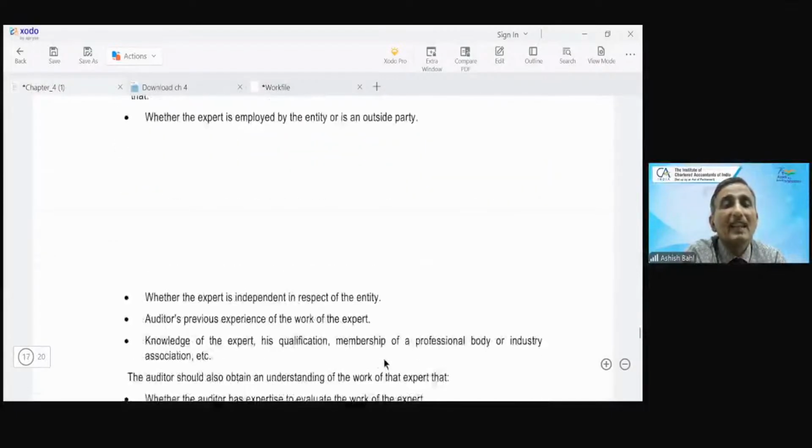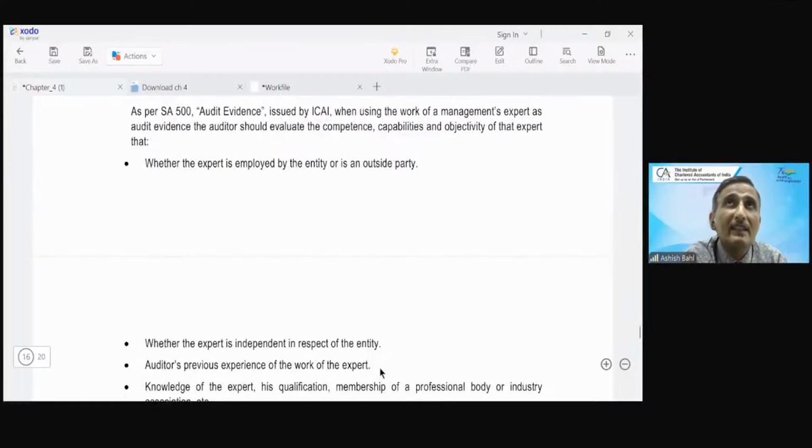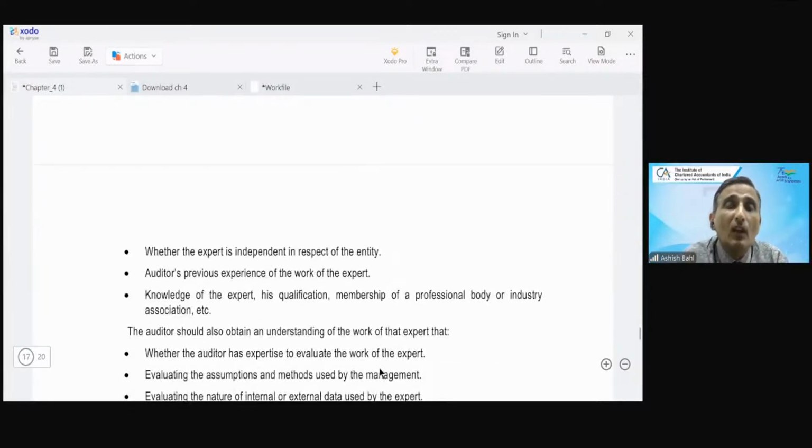So obviously, you would see such consideration whether he is independent, whether he is employee of the company or he is coming from the outside. What is his knowledge? What are his qualifications? Whether he is a member of some professional institute. And for gaining understanding, you would see some of the work which he has performed. You would go through some of his reports. You would see some assumptions and methods used by him, whether these are proper or satisfactory or not. You would see some of the work being done by him in other organizations. What is his professional standing, professional reputation? Yes, Arshit, you are writing correctly.